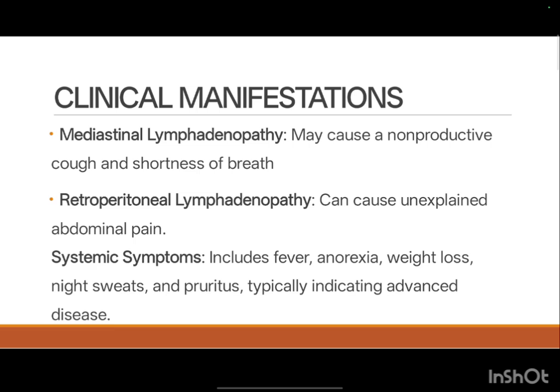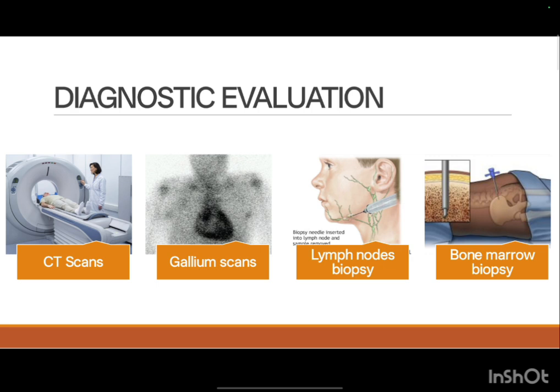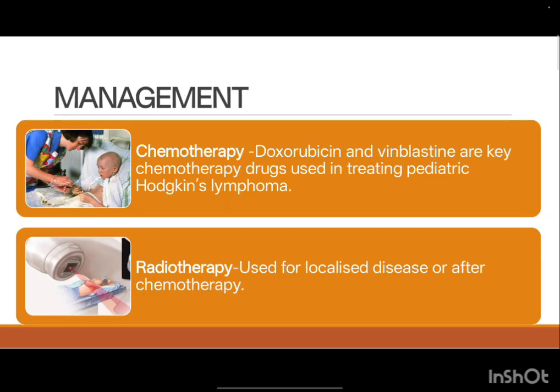Systemic symptoms include fever, anorexia, weight loss, night sweats and pruritus, typically indicating advanced disease. Diagnostic evaluation: complete blood count, uric acid levels, liver function tests, ESR, CT scans, gallium scans, lymph node biopsy, bone marrow biopsy.